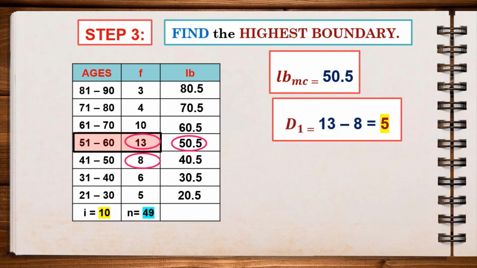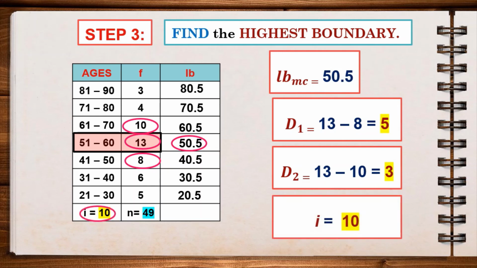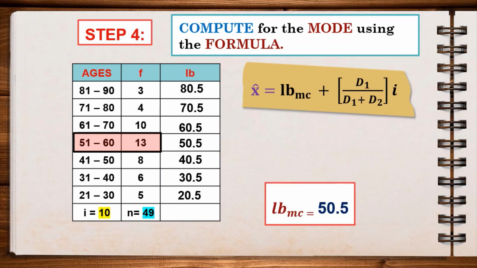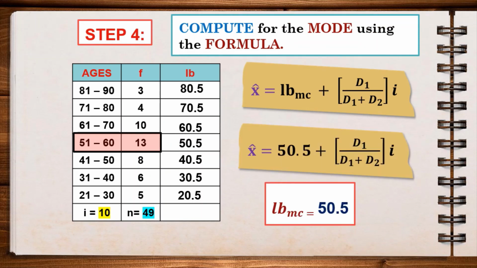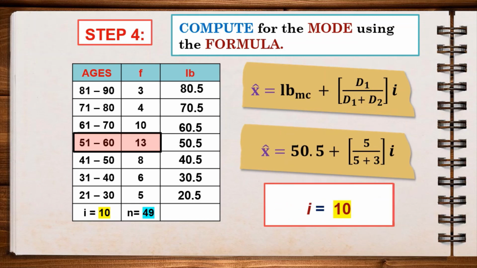Then yung D sub 1, so yung frequency ng modal class natin minus yung nasa ilalim niya, which is 8, minus lang po natin, so 5. Tapos yung D sub 2 niya, yung nasa ibabaw naman ang minus. So 13 minus 10, that's 3. And then ang interval natin is 10. Okay. So, substitute natin. So, 50.5, that is our lower boundary. And then, D sub 1 is 13 minus 8, that is 5. And then, D sub 2 is 3. And then, ang interval natin is 10.